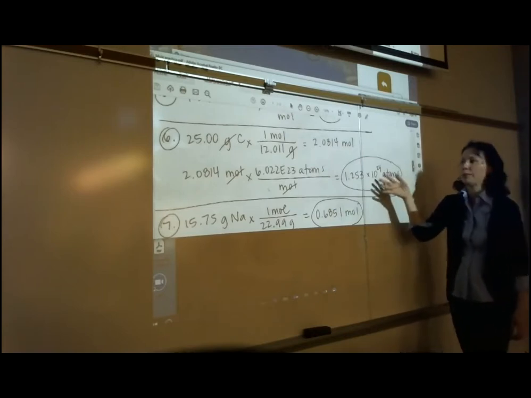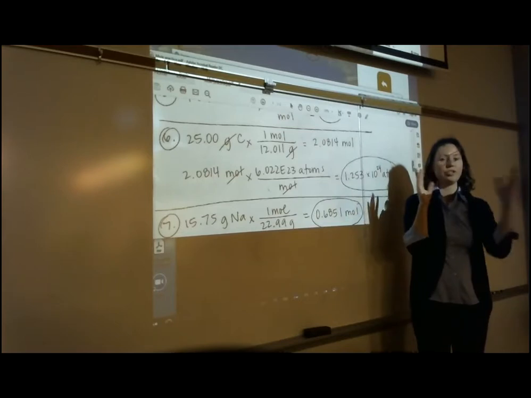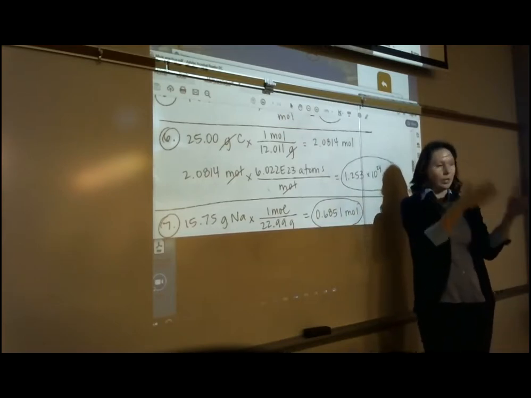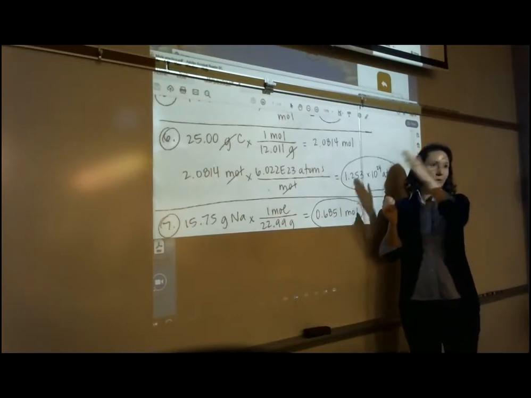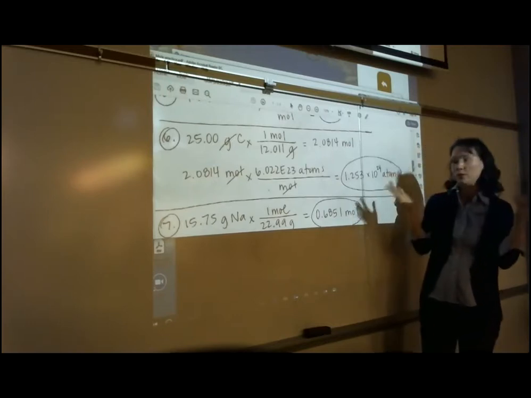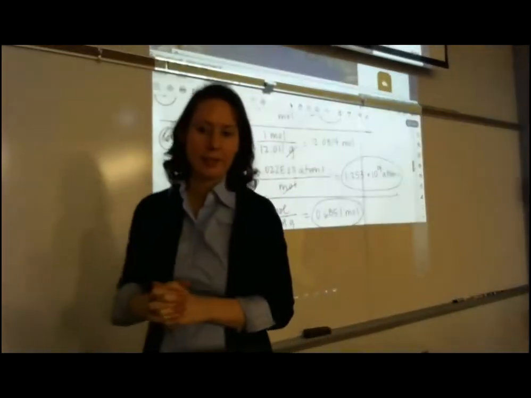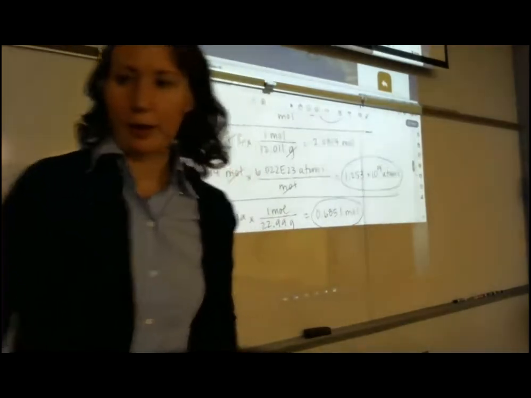These are the kind of problems that get students into the most trouble, the 2-step problems. So always just ask yourself, where am I starting? Where do I need to be? And then what do I need to do to get there, right? Grams to moles, moles to atoms, atoms to moles, moles to grams, right? Those are the 2-step problems. Any questions on 6? All right, let's look at 7.